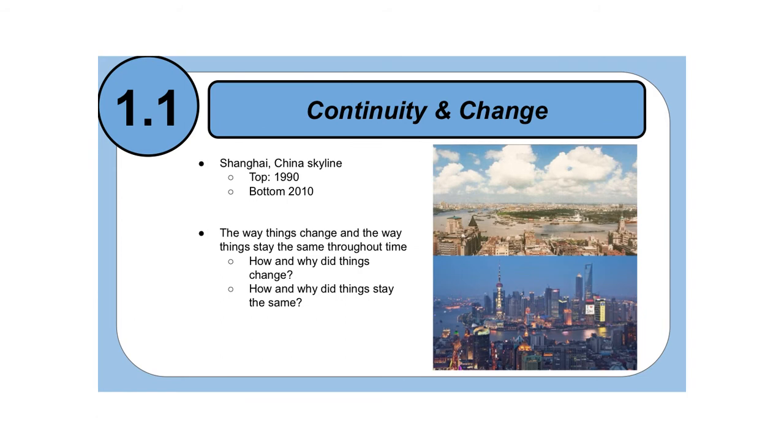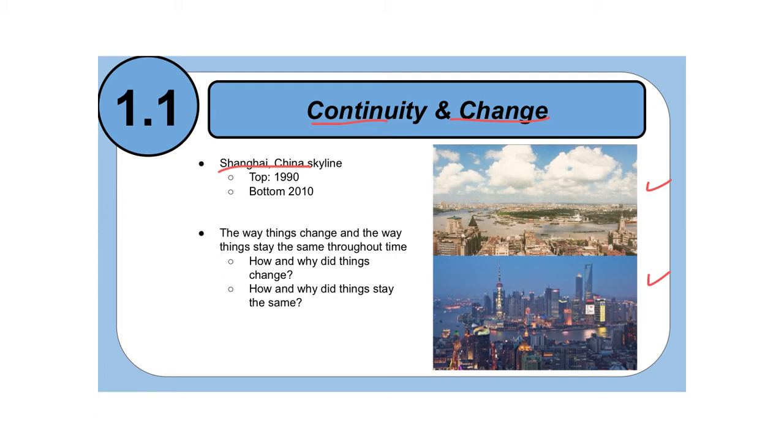Our last historical thinking skill for this lesson is continuity and change. Now, this is one that many of you are probably very familiar with, but here's a very simple one. If you take a look at these two pictures, they are of the exact same place. This is Shanghai, China. It's one of the largest cities in the world. In fact, when I was in your position in high school, Shanghai was the largest and most populated city in the world at that time.